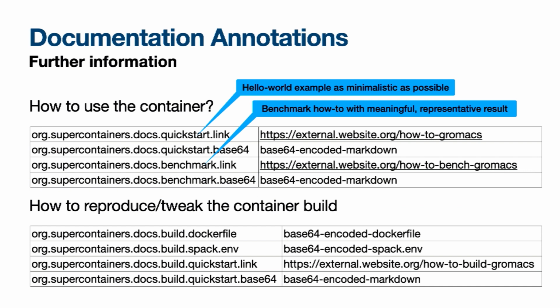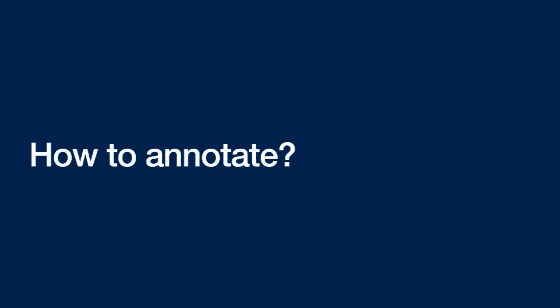Then documentation would be nice as well. So if we have quick start guides or hello world examples encoded maybe within the annotation or as a link, or also documentation on how the Dockerfile looks, or the Dockerfile itself, maybe base64 encoded, and quick start documentation on how to tweak the actual container that is currently inspected here. Okay, those are the groups. As I said, it's not set in stone, and we will discuss it at ISC as well, and hopefully come to a first set of annotations.